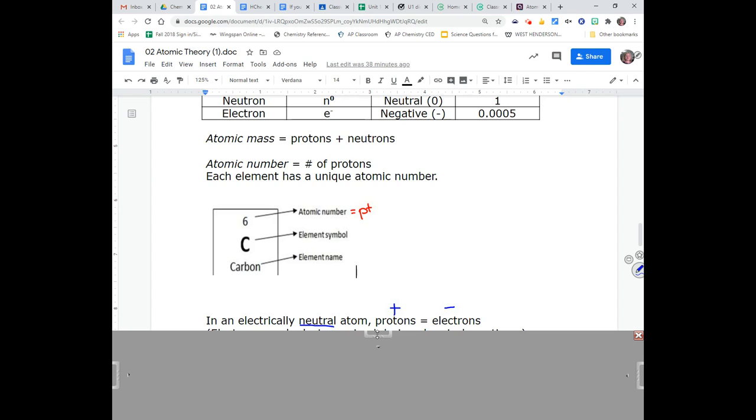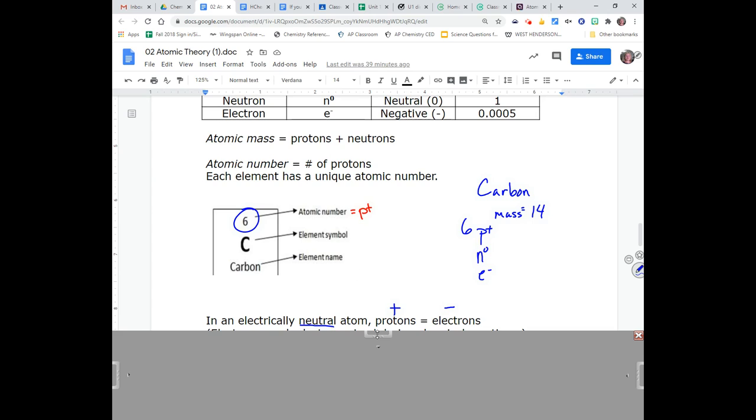If I look at, let's say I have carbon, and I know that it has a mass of 14. I want to know how many protons, neutrons, and electrons there are. So the number of protons, I would get that looking at the periodic table. Find carbon on the periodic table, and its atomic number is the number of protons. So I have 6 protons.